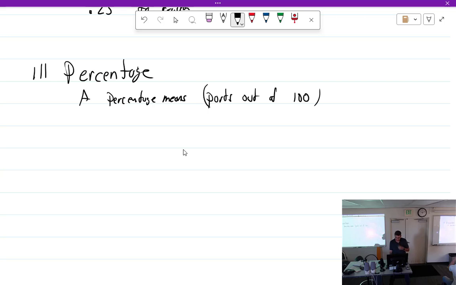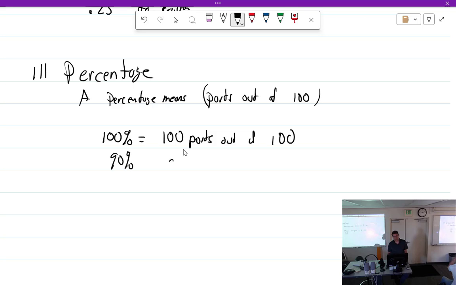All right. So 100% equals 100 parts out of 100. 90%, that would equal 90 parts out of 100, or 90 over 100.